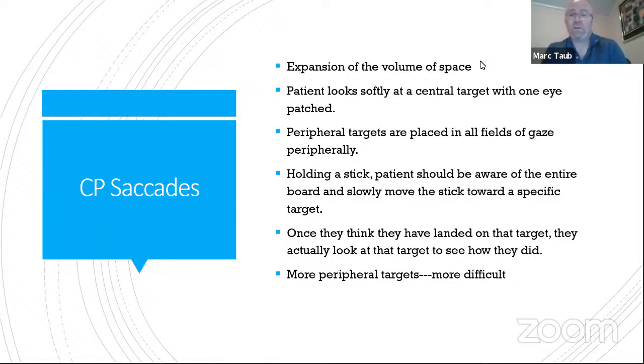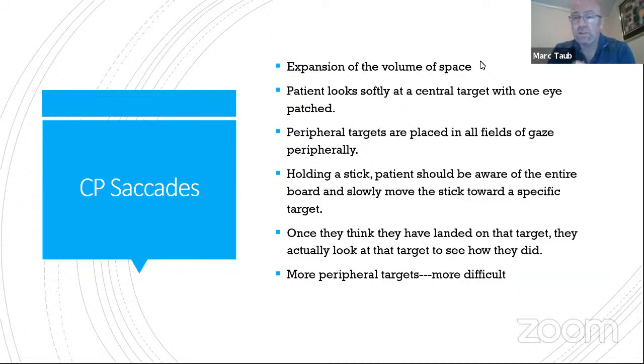As with any good vision therapy activity, there has to be feedback. Well, what's the feedback here? If the broomstick or the mop, whatever, is not pointed at the target they were looking at, where they were aiming for, then that's immediate feedback that there's some mismatch between their central system and their peripheral system.